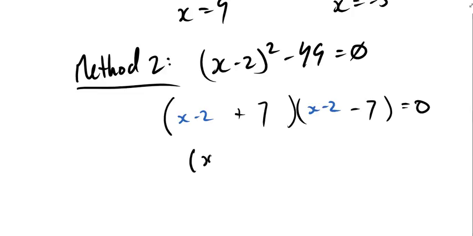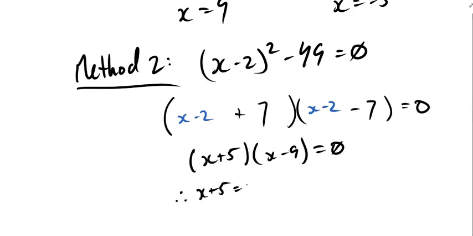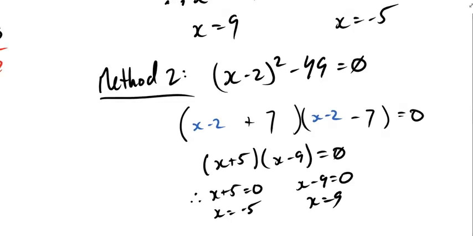X minus 2 plus 7 is x plus 5. X minus 2 minus 7 is x minus 9. Therefore, x plus 5 is 0 and x minus 9 is 0, so x is 9 or x is negative 5. Same answer as above, different method. No reason to do one or the other.